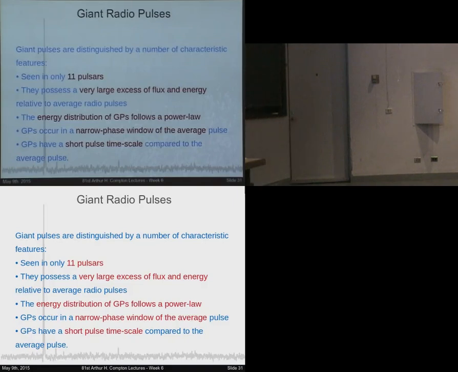The radiation from a neutron star. Unfortunately, the whole thing is embedded in the nebula, right? Are there pulsars that are not embedded in the nebula? So the question is, are there pulsars that are not embedded in the nebula?